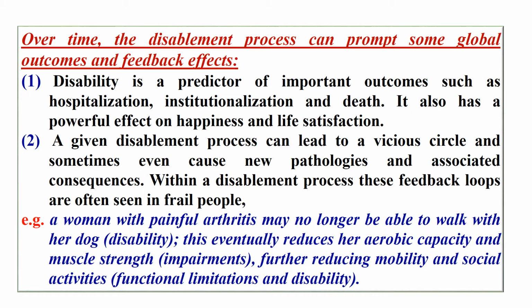First, disability is a predictor of important outcomes such as hospitalization, institutionalization, and death. It also has a powerful effect on happiness and life satisfaction. Second, a given disablement process can lead to a vicious circle and sometimes even cause new pathologies and associated consequences. Within a disablement process, these feedback loops are often seen in frail people.